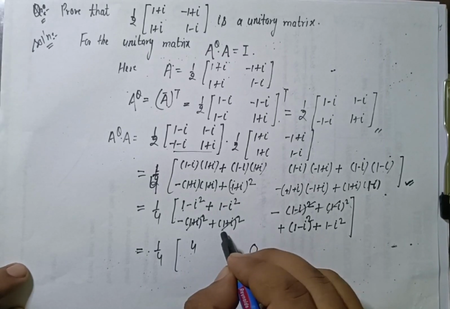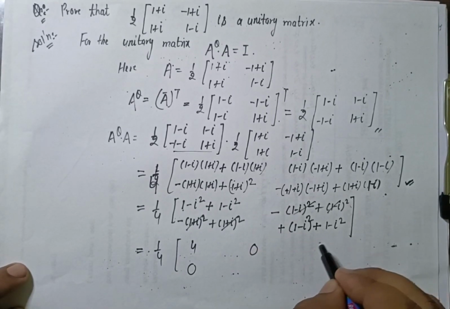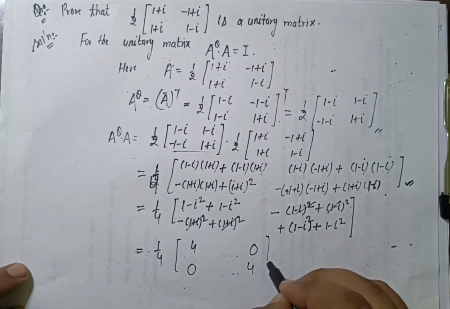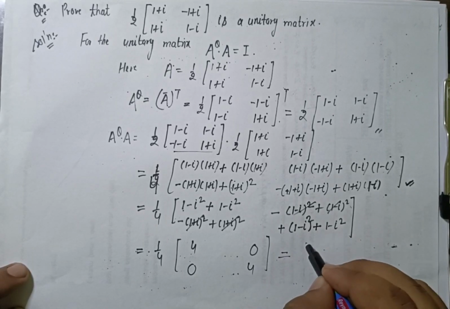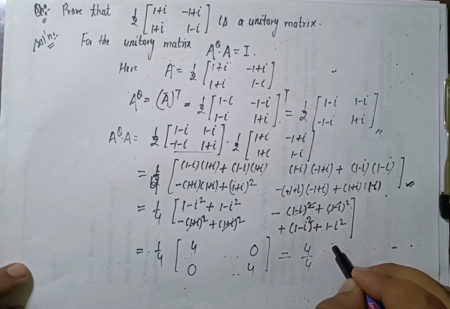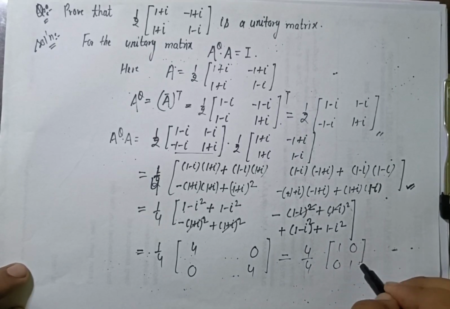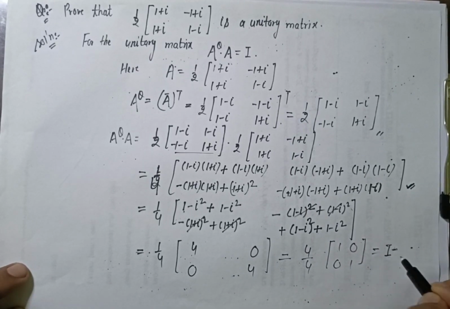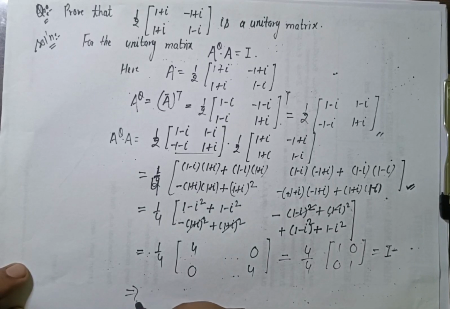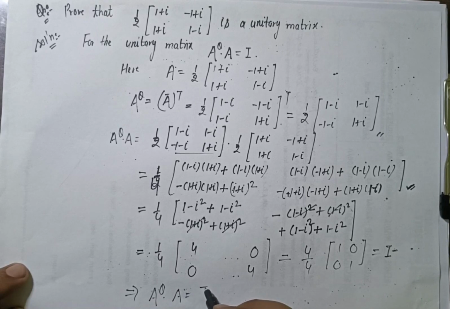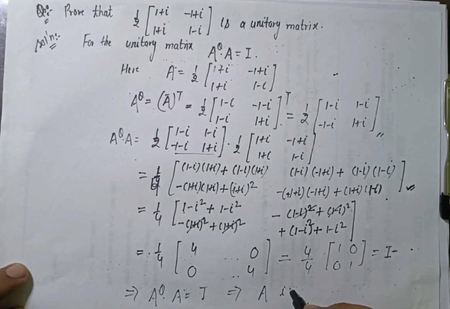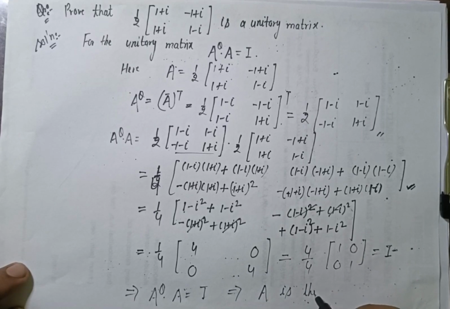Similarly, it is cancelled out by this, it is again 0, and here we have again 4. So 4 we can take outside. So 4 divided by 4 equals 1, sorry, 1 0 0 1. So it is identity. This implies that A theta into A is equal to identity, which shows that A is the unitary matrix.